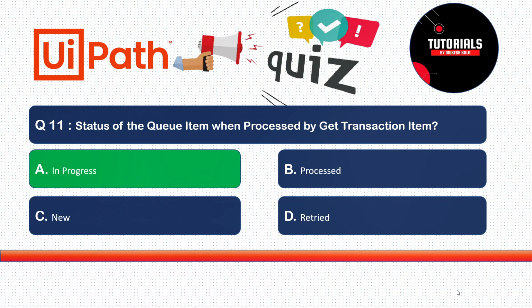Why? Because whenever we add data the first time to the queue, the status is set to new. As soon as the robot reads the transaction from the queue, the status is changed to in progress, right? So the correct answer is option number A.